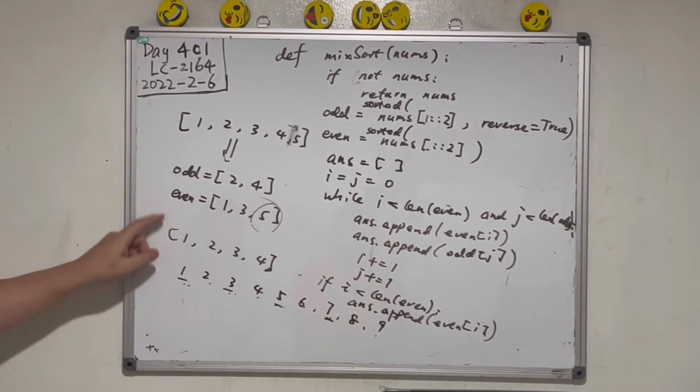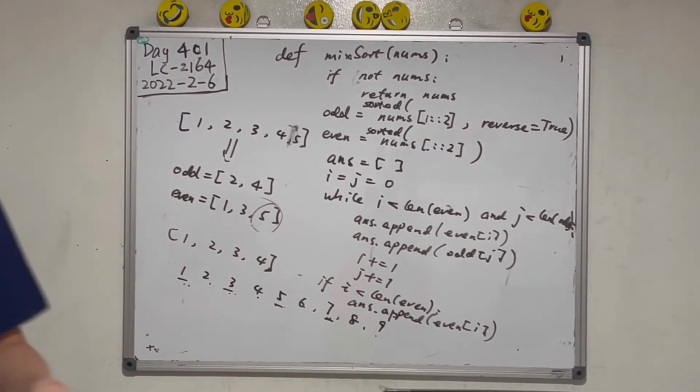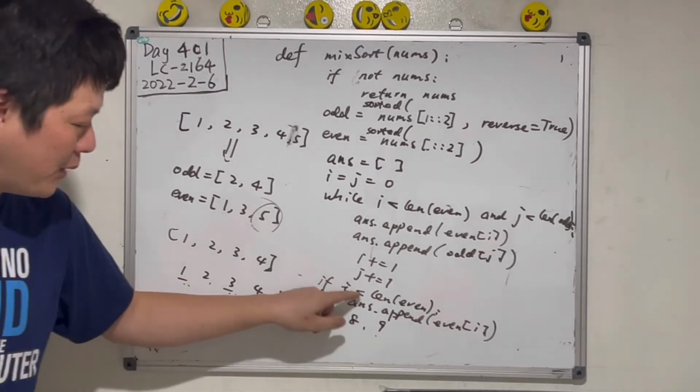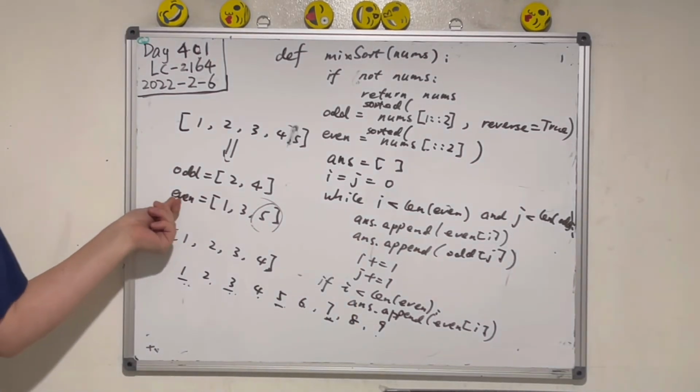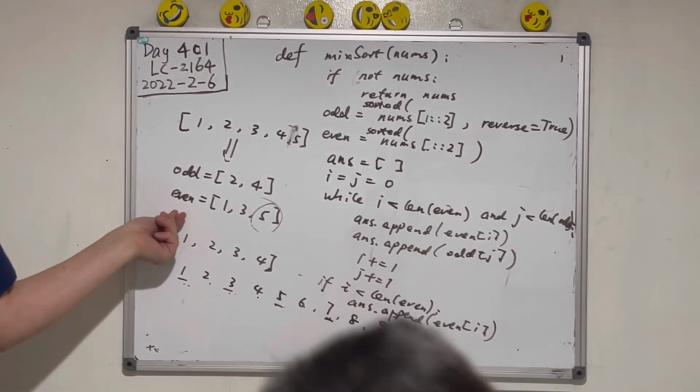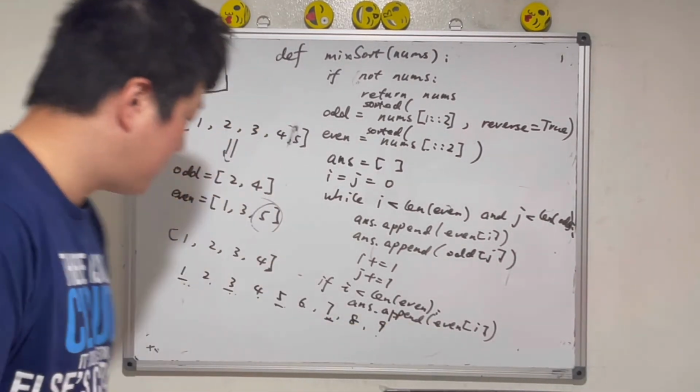Why is that? Because the even index starts with the first one, right? The first index is always even, so the even gets to pick first. That's why we can only have more even numbers, or equal even numbers, than odd numbers. Make sense?